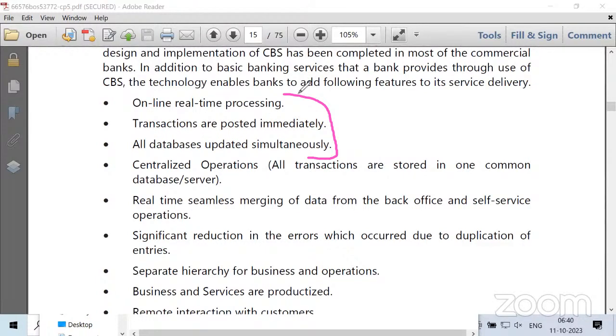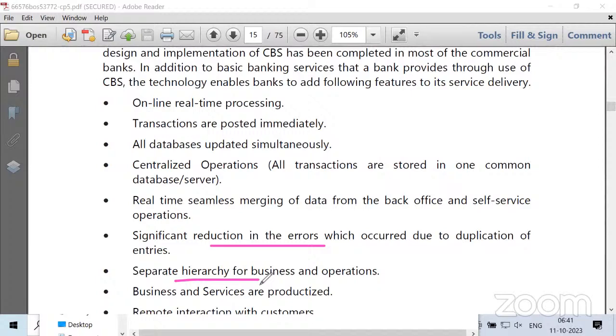Now, the next one is centralized operations. So all the transactions are stored in one common database server. Everything. Suppose you have a branch at Mylapore, you have a branch at Anna Nagar, you have a branch at Hyderabad. Invariably, it is connected to the centralized server at Mumbai. Then real-time seamless merging. So all operations are connected seamlessly. Seamlessly means continuous. Significant reduction in errors. So no manual error.